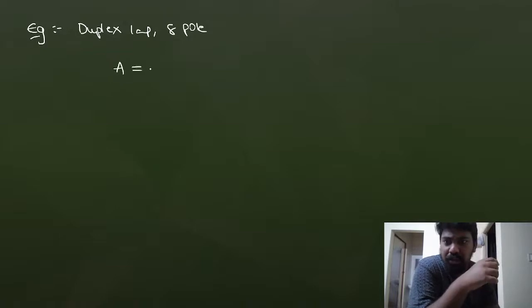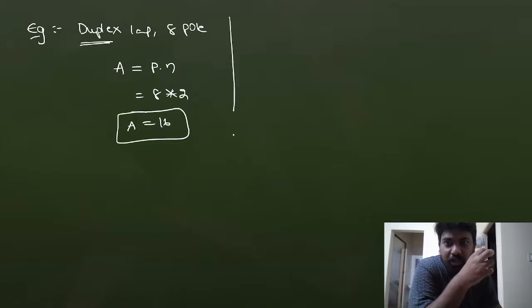Let me take an example. I want to give more explanation regarding this. He gave duplex lap and 8-pole machine. For this he asked to find the number of armature parallel paths. Simple. A equal to, we know it is P into N. So P is 8, and what is the duplex number? For duplex it is 2. So number of armature parallel paths is 16. Done.